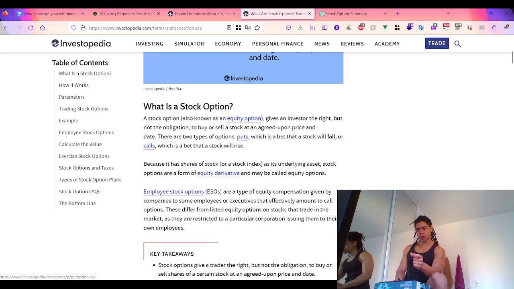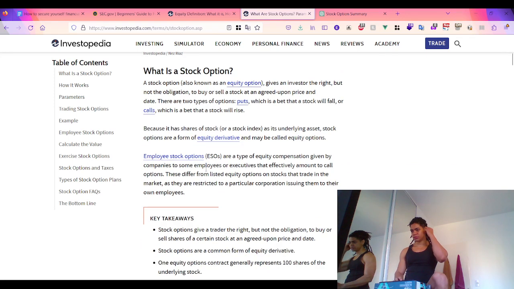Okay, puts, which is a bet that the stock will fall, or calls, which is a bet that the stock will rise. Puts and calls, man. Because it has a share of stock or stock index as the underlying asset, stock options are a form of equity derivatives and may be called equity options.